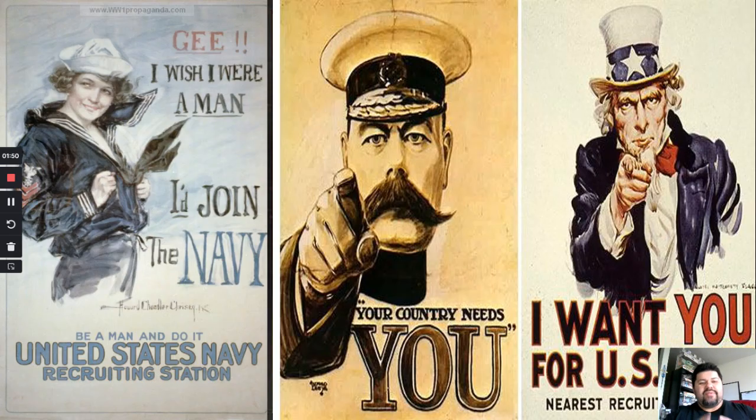So here is your warm up picture. I forgot about the warm up, sorry about that. So what you're going to do is analyze all three of these posters. Now there's some similarities. They're from different countries, a couple of them. My question to you is this: what similarities do you see between some of these pictures?